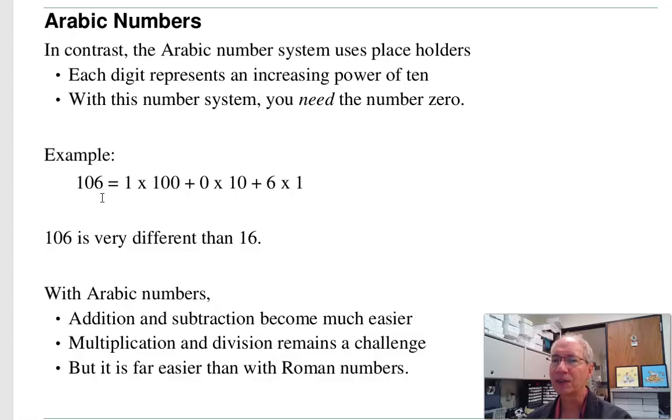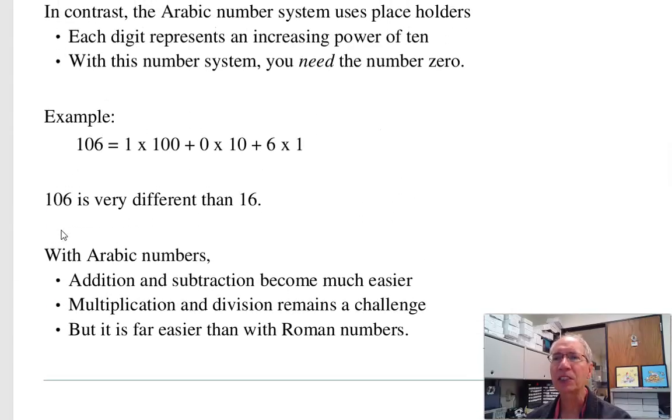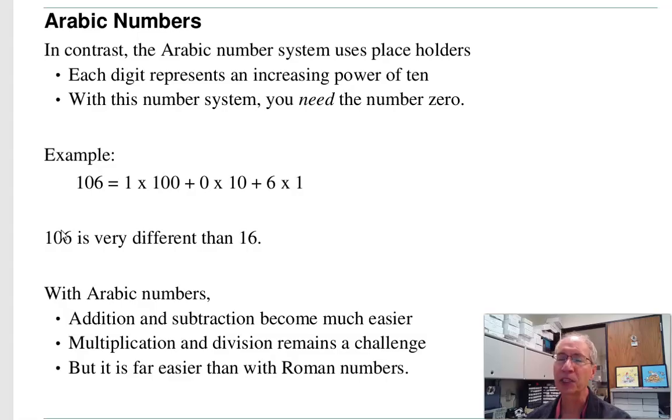With that representation, you need the number 0 because 106 is very different than 16. I need to stick that 0 in there as a placeholder to say that there are 0 tens. Now what Arabic numbers do for you is they make addition and subtraction, as well as multiplication and division, a whole lot easier. Addition and subtraction is a piece of cake with Arabic numbers. Multiplication is a little bit harder, but you can do it. Division's harder still, but way, way easier than with Roman numerals.